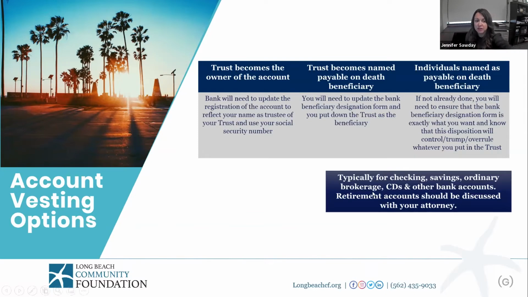This chart is something that I want you to focus on. I want all bank accounts to get connected somehow. You can make the trust the owner of the account. So if you have a bank account at F&M, US Bank, or whatever, and you open up the bank statement every month, I want it to say Sawday Trust, or whatever you name it, then you know it's in the trust.